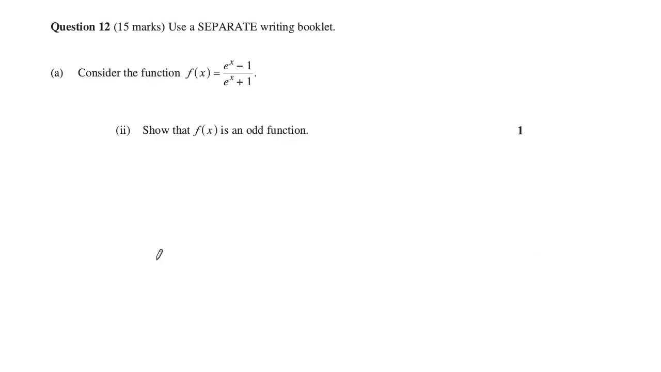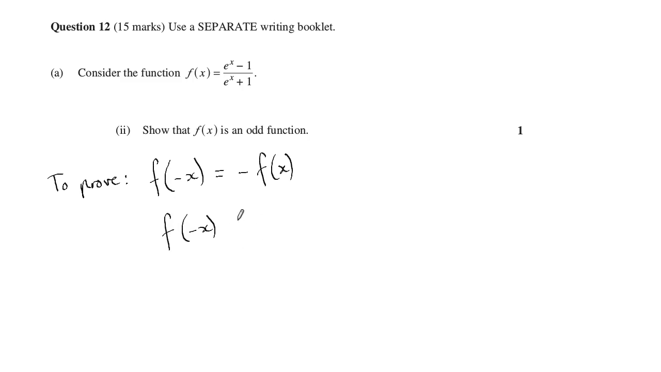Part 2. Now the definition of an odd function is one where you plug in minus x and you get out minus f of x. So that's what we're trying to prove. You don't have to write this in your proof, but it's good to keep it in mind. So let's work out the left-hand side, and we'll just simplify it until we get that. So we plug in minus x there, we get e to the minus x minus 1 over e to the minus x plus 1.